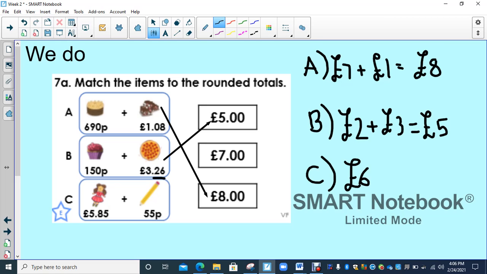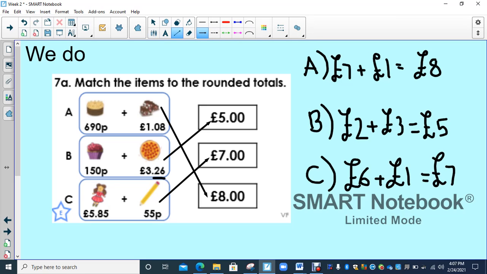Don't be fooled by this, guys. We need to be careful. Remember, 50 pence or more, we are rounding up. So 55 pence rounded up to the nearest pound is £1. So I've got £6, add the £1, that equals a £7 rounded total. So I need to match that one from C to £7.